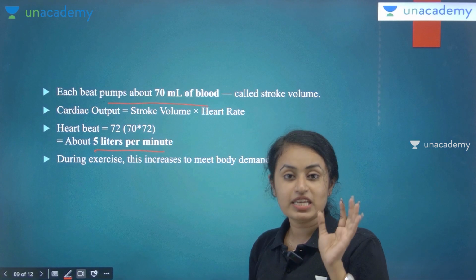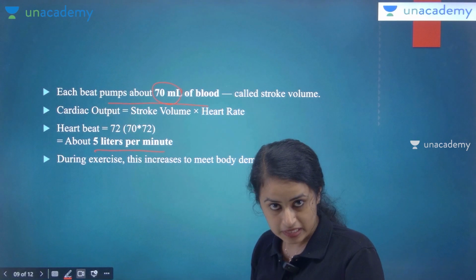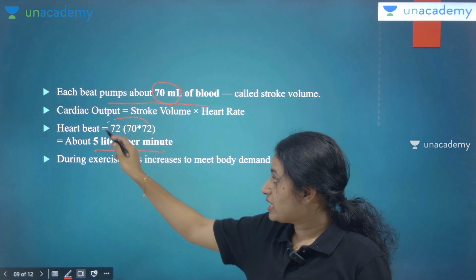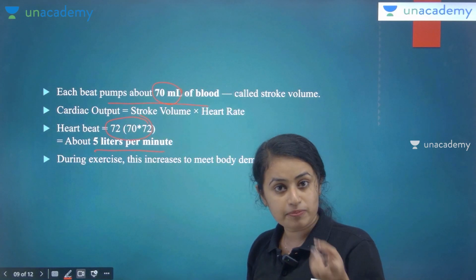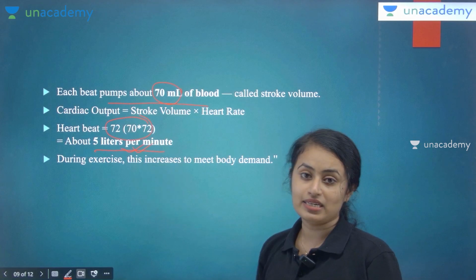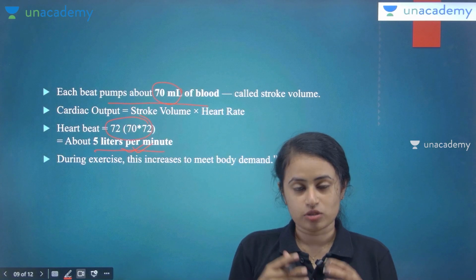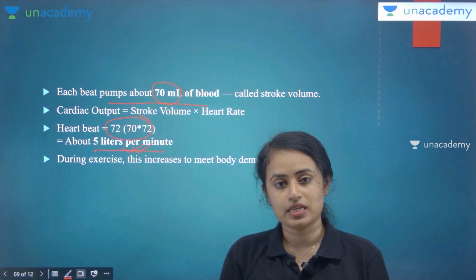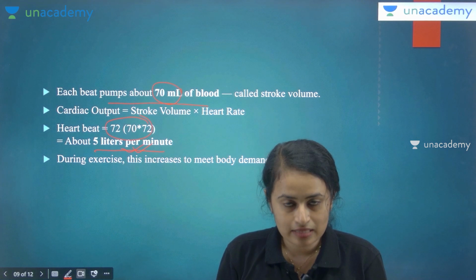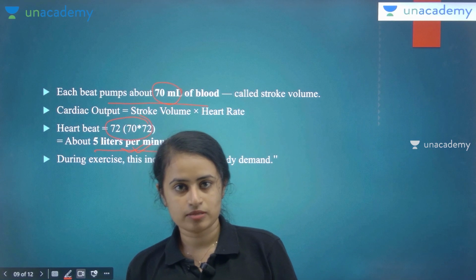Clear? 70 ml of blood is pumped by our heart in a heartbeat. About 70 to 72 heartbeats take place in a minute. So in a minute, about 5 liters of blood is pumped out of the heart. This is a normal calculation, the normal amount of blood pumped by our heart. During exercise, or when we are doing extra activities, this will increase.